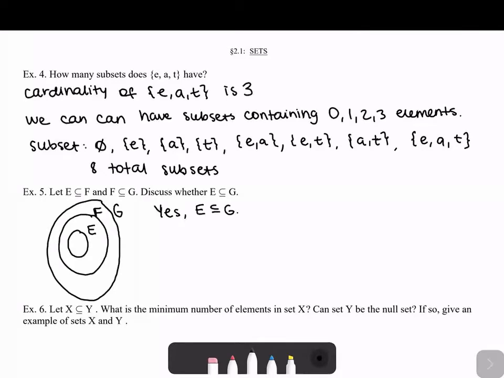So because E is a subset of F, that means every element of E is in F, right? And F being a subset of G means that every element in F is in G. So if every element in E is in F and every element in F is in G, well, that means that E is a subset of G.